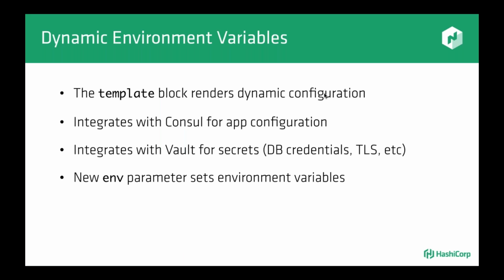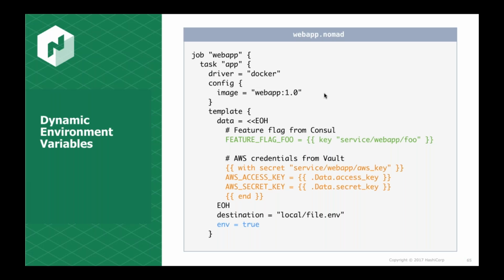The next big feature is the dynamic environment variables. So previously, we supported a template block that was able to render a dynamic set of configuration. So it could source keys from Consul, as well as services. So you could configure your upstreams or your app's configuration. It integrates with Vault to pull out secrets, so database credentials, TLS certificates, etc. And now with the new environment variable, we can actually populate environment variables instead of just templating config files.